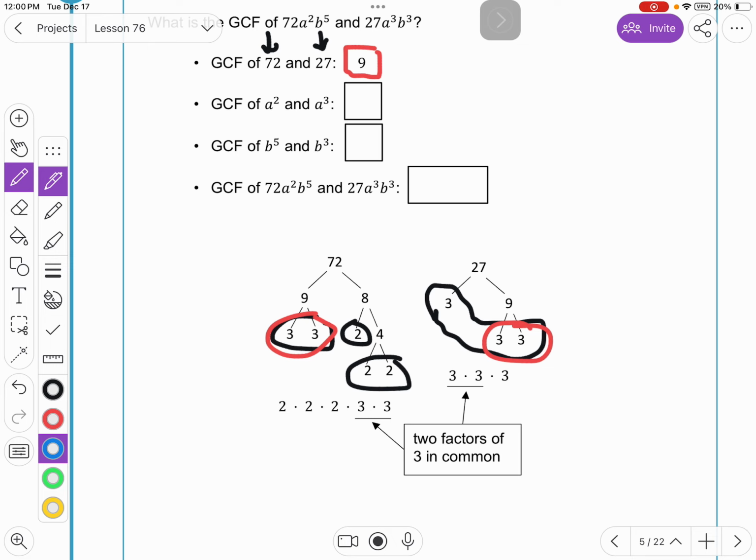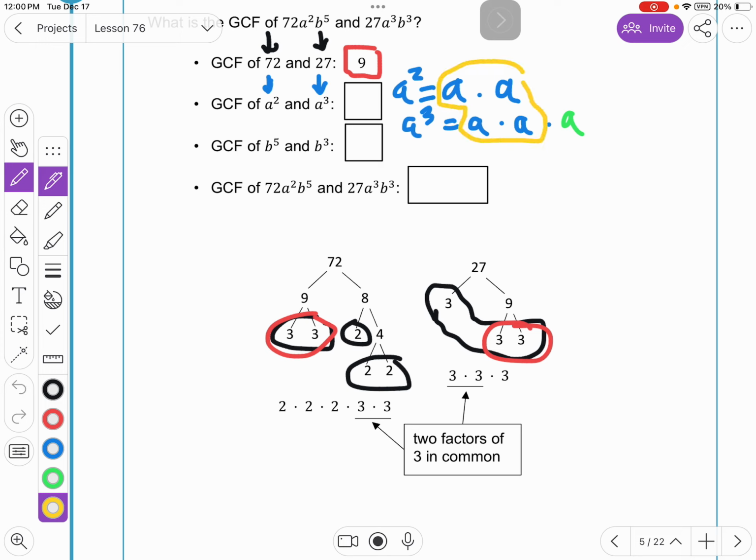Let's look at the variables. So a squared, we're working with the a's first. A squared and a to the third, the greatest common factor between a times a, and that's a squared, right? A times a. And a to the third is a times a times a. What they have in common are these two a's. So a squared is the greatest common factor there.